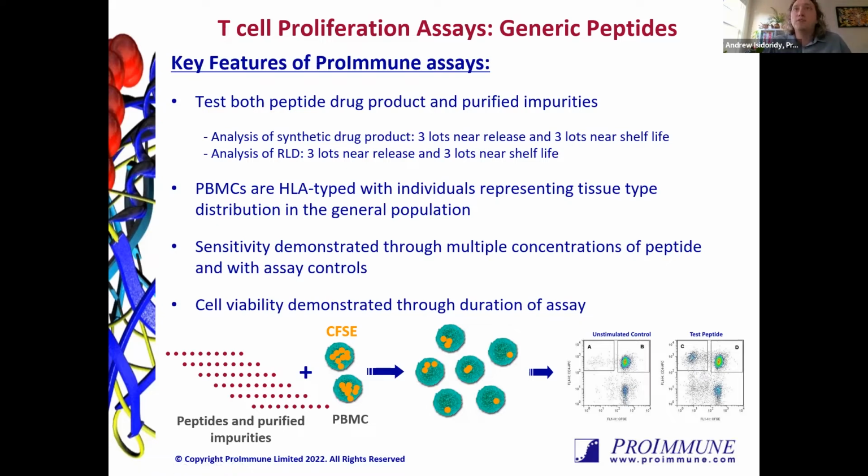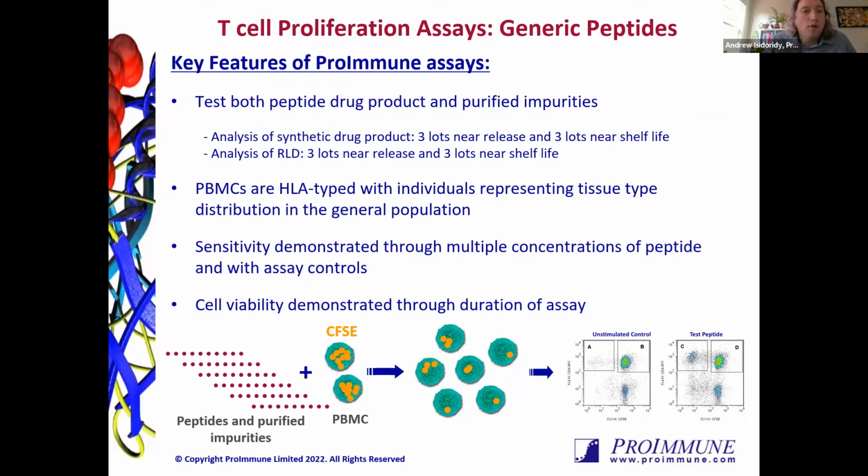The key features for this assay, as it relates to using it for synthetic generic peptide regulation, is that we need to evaluate a number of different lots. We want to focus on 3 lots that are near release and 3 lots that are near expiry, or at the end of their shelf life. That's for both the synthetic drug product as well as for the RLD, the reference listed drug. In addition to that, we would also want to include any purified impurities alongside.